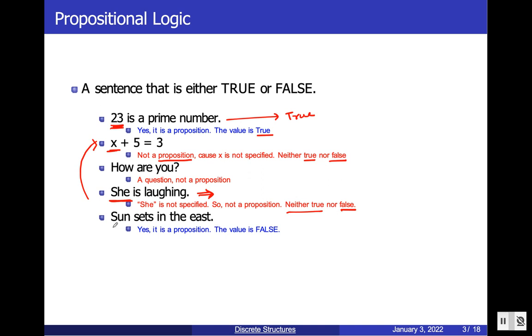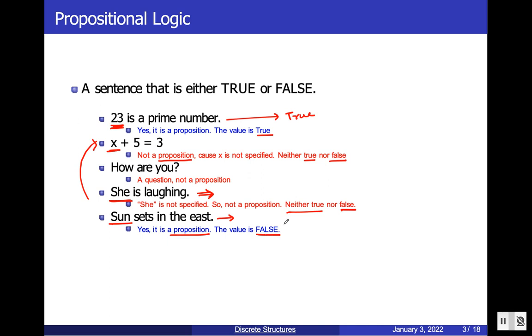Sun sets in the east. That's actually a statement. We have all the absolute values here in this statement, so it doesn't have any unknown value. We know that the sun sets in the west. So what is the value of this statement? This is a statement, this is a proposition, but the value of this proposition is false.